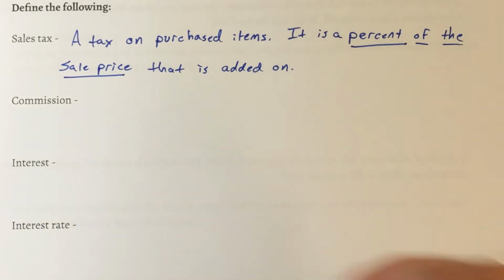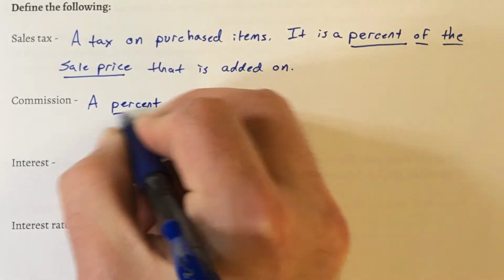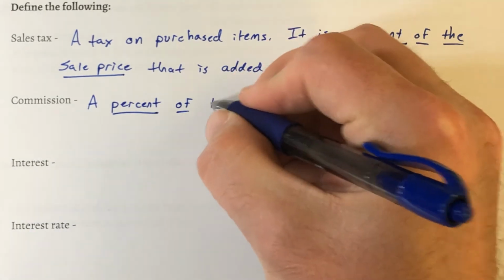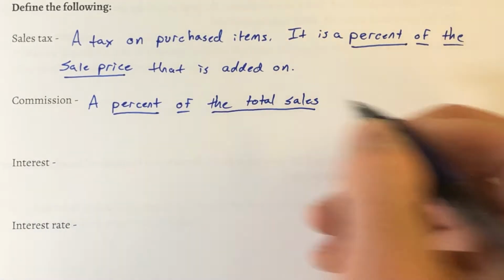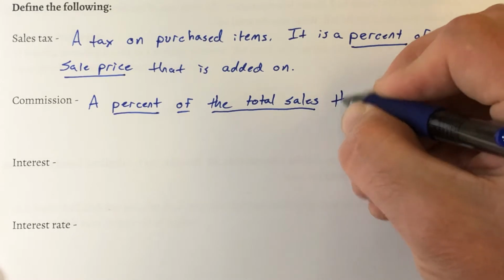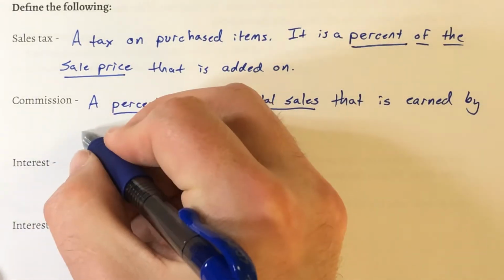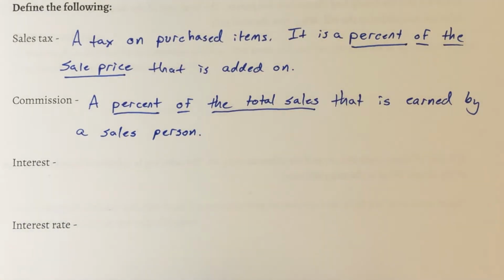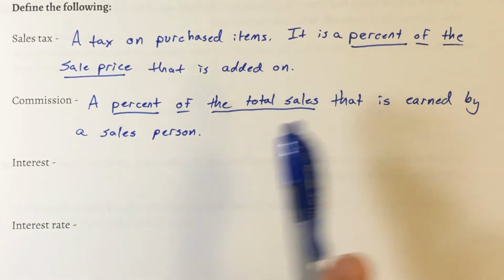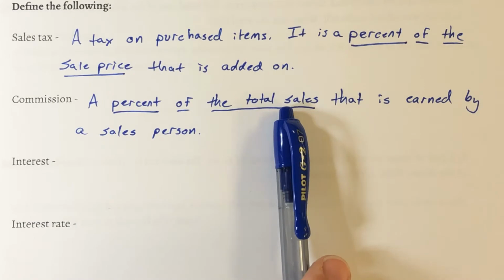Our second term, commission. It's a percent of the total sales that is earned by a salesperson. So what does this mean? Well, let's say you have a car salesman. They need to sell you a car so they can get a percent of that sale. That is called their commission.